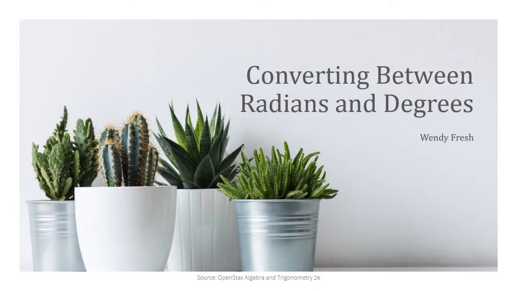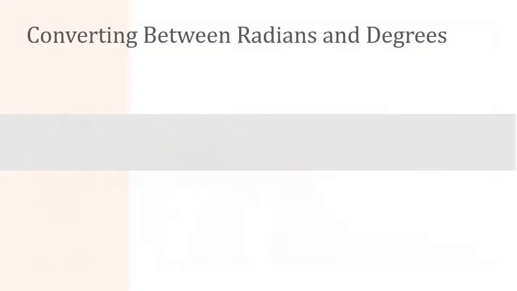Now that we know about radians and we already knew about degrees, let's talk about how we would convert between radians and degrees. So here's what we know so far. We know that we can measure an angle in a circle using either degrees or radians.